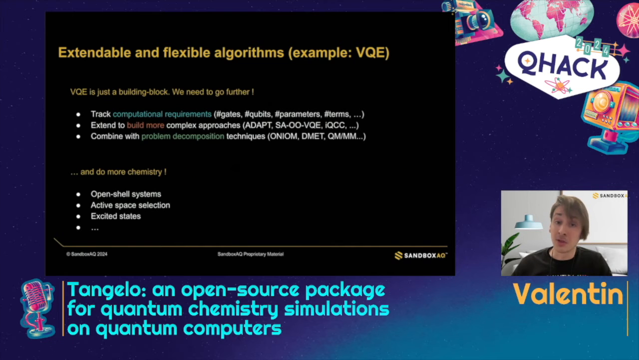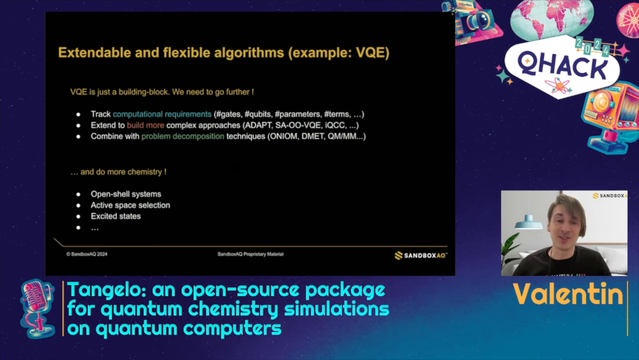And this is not the end. Again, VQE is just a building block. You don't want just an algorithm. All of the algorithms for us tend to track computational requirements. You have very easy ways to access how many gates, how many qubits, how many parameters, how many terms, for example, in VQE or other algorithms, to see if the approach is relevant or not. You always want to potentially extend them. For example, VQE has many flavors. You may have heard about ADAPT-VQE, about the state-averaged orbital-optimized VQE, about the qubit coupled cluster. Essentially, all these algorithms are available in Tangelo, and they're built upon VQE. We keep building up. You can keep building up.